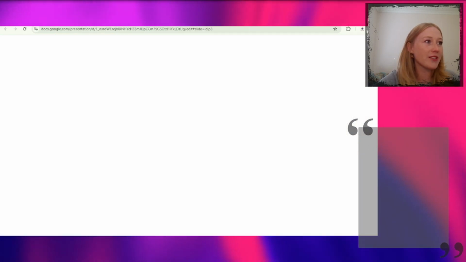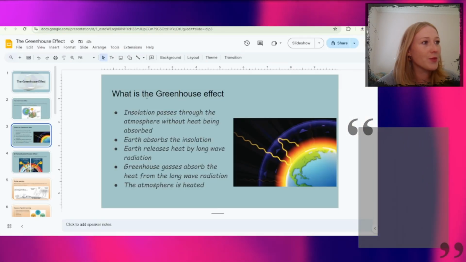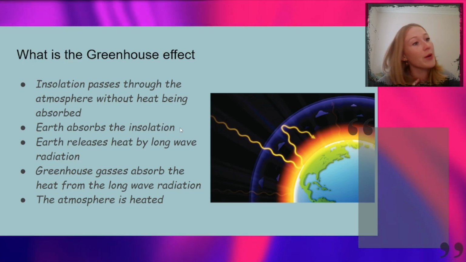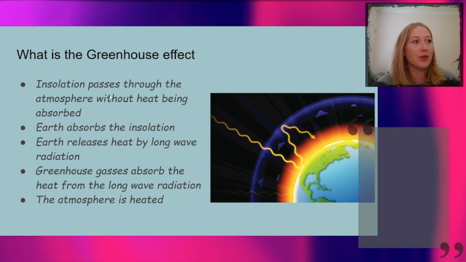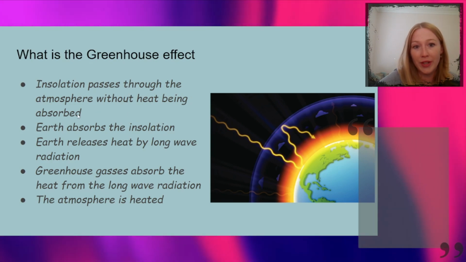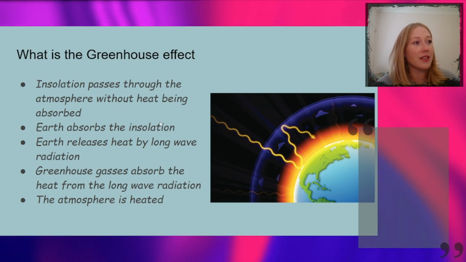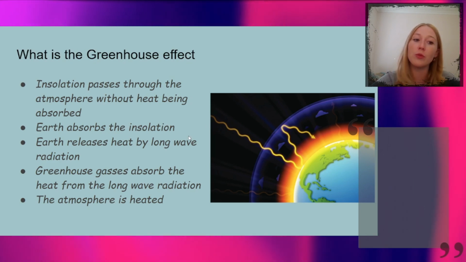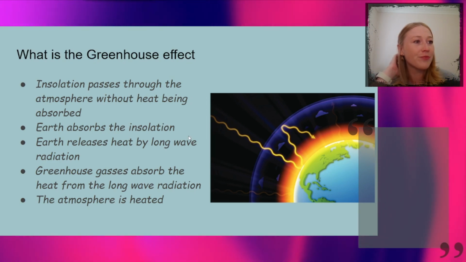So let's go back to our diagram and our notes, and let's see what the notes have so far and what I might be missing from my diagram. Insolation passes through the atmosphere without heat being absorbed. That's the incoming solar radiation, and then is absorbed by the earth. So the earth absorbs the insolation. We did have that in our diagram.